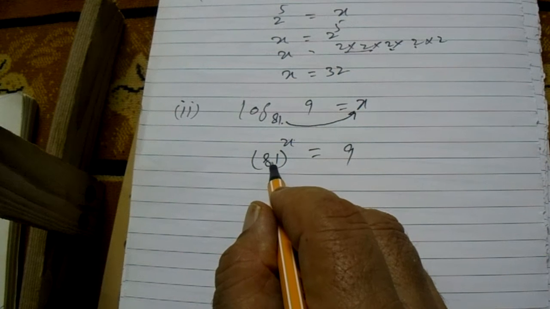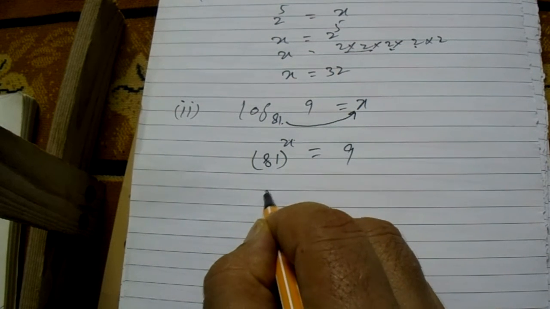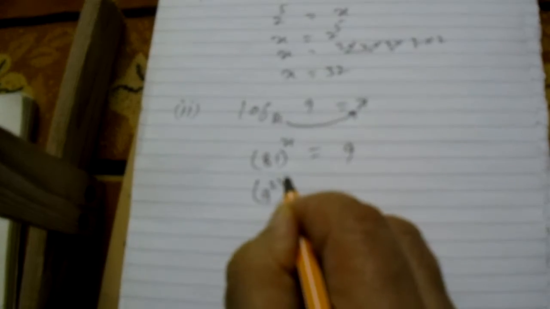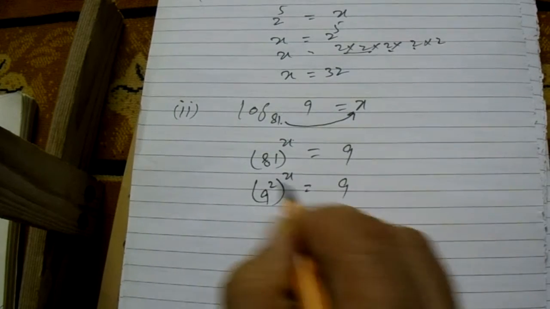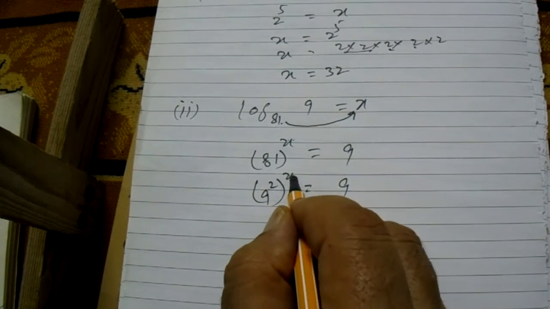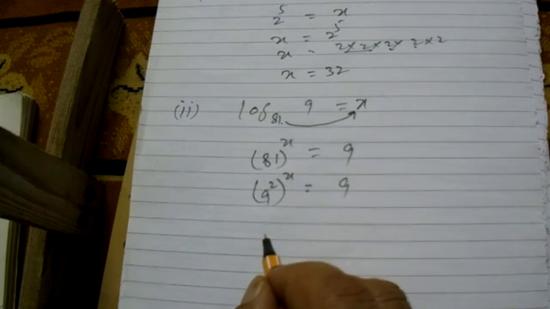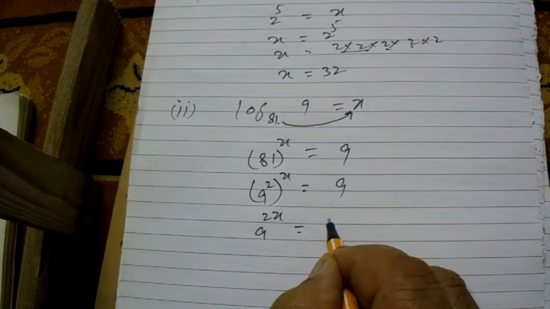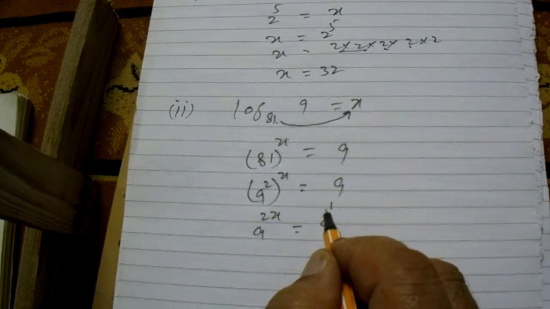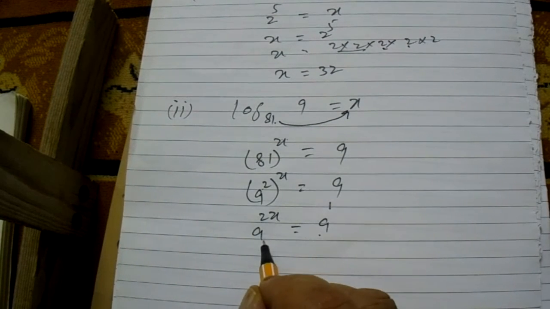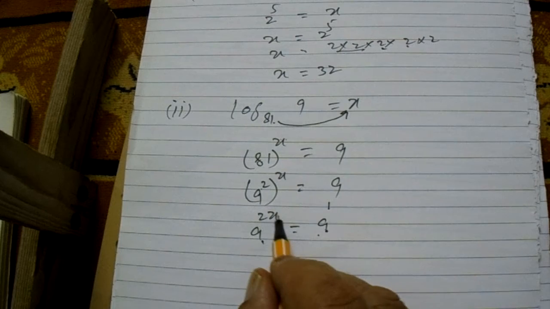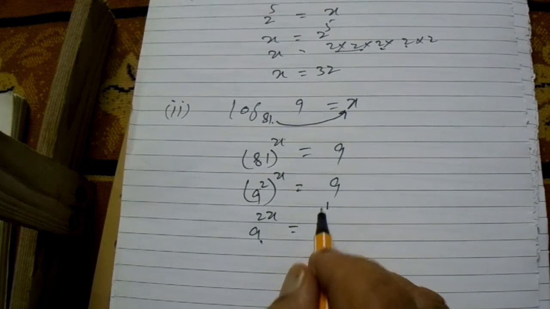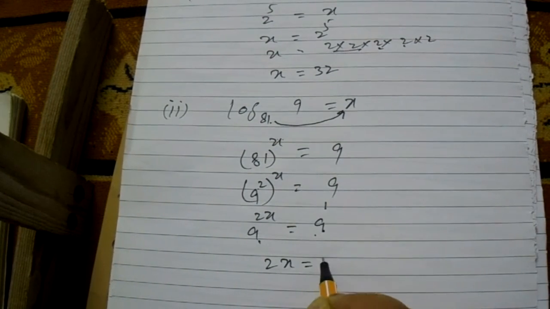Now here 81 is equal to 9 power 2, and again 9 is equal to 9. Power over power, power will multiply. 9 power 2x is equal to 9 power 1. Now base is the same, 9, here also 9. You equate the powers, 2x is equal to 1.